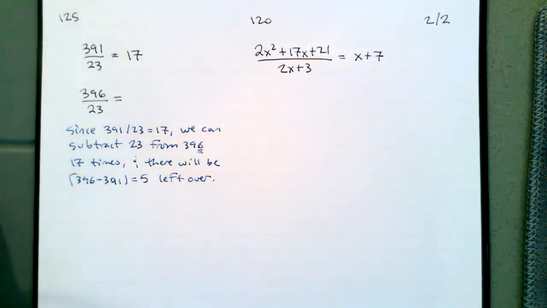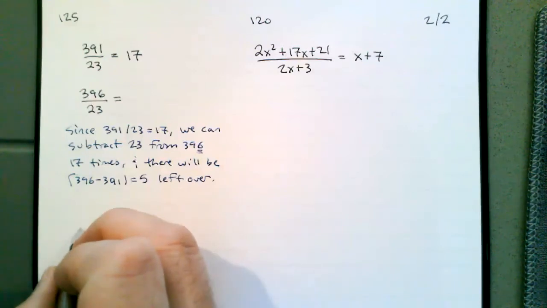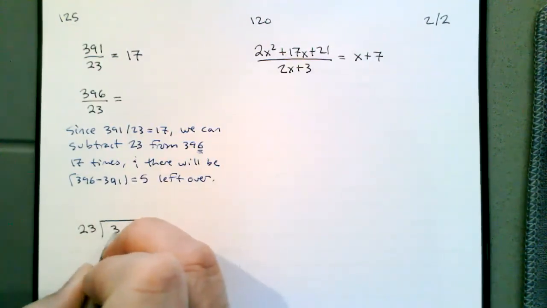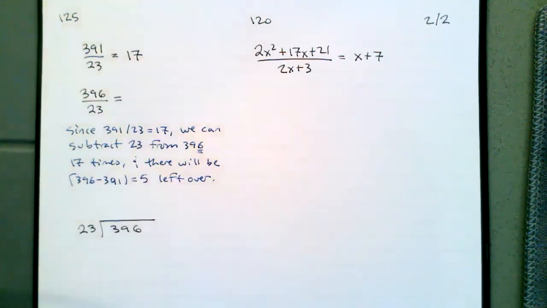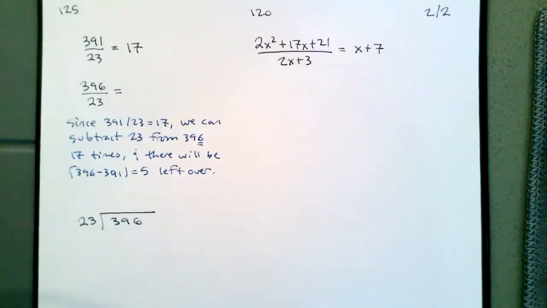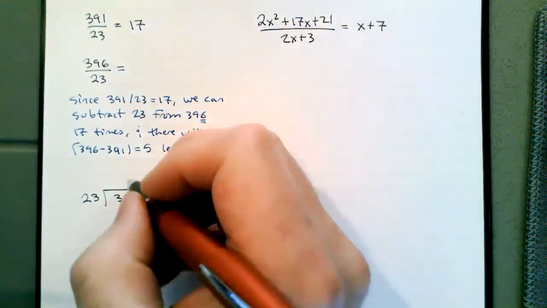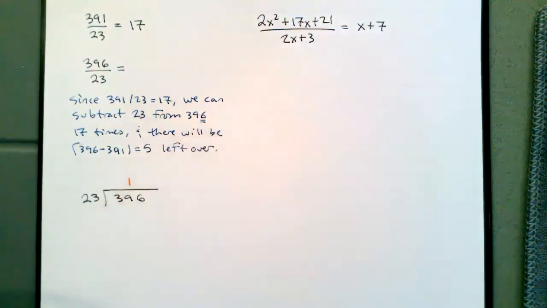Let's do the division and see what happens. So let's suppose that we have 23, and we're dividing that into 396 this time. So we want to subtract 23 from 396. We know we can do that at least 10 times. So I'm going to put the 1 up here. That 1 represents a 10, and we're going to subtract 23 from 396 10 times.